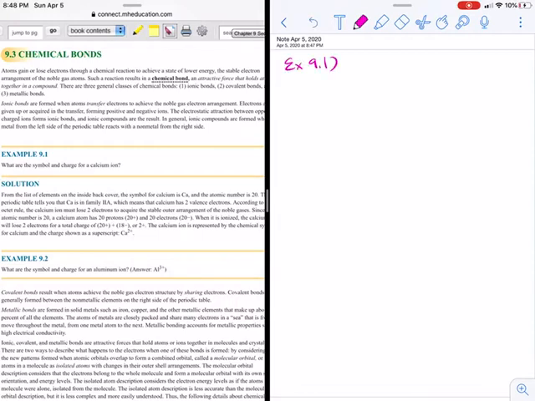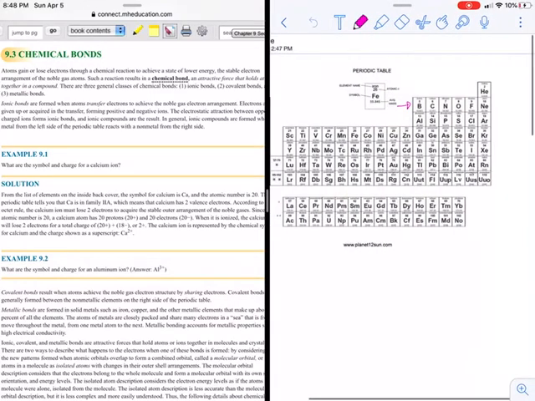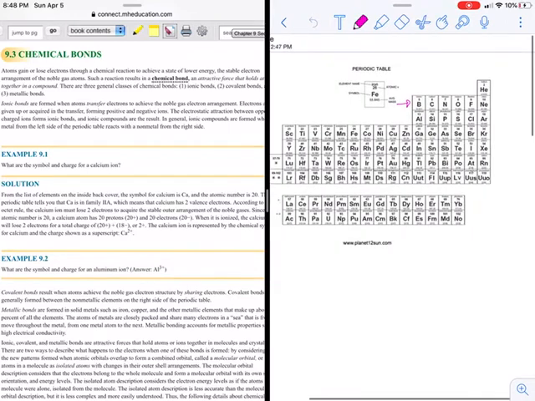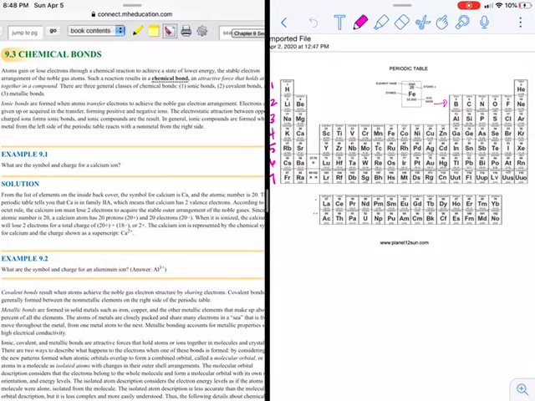All right, so example 9.1 says, what's the symbol and charge for a calcium ion? If you have your periodic table in front of you, calcium is right here, okay? And what group is it in? What column is it in? It's in column 2, right?